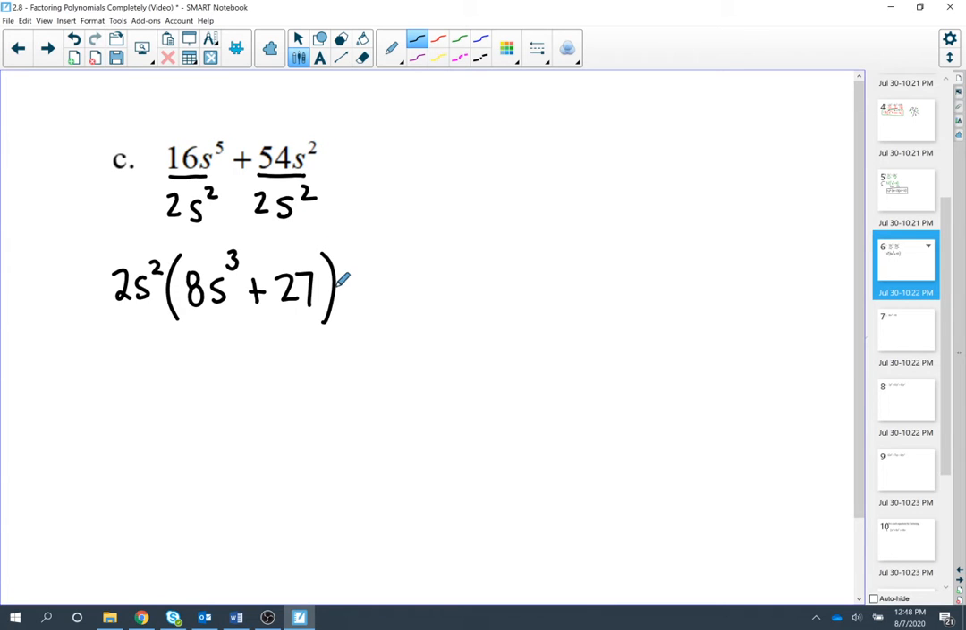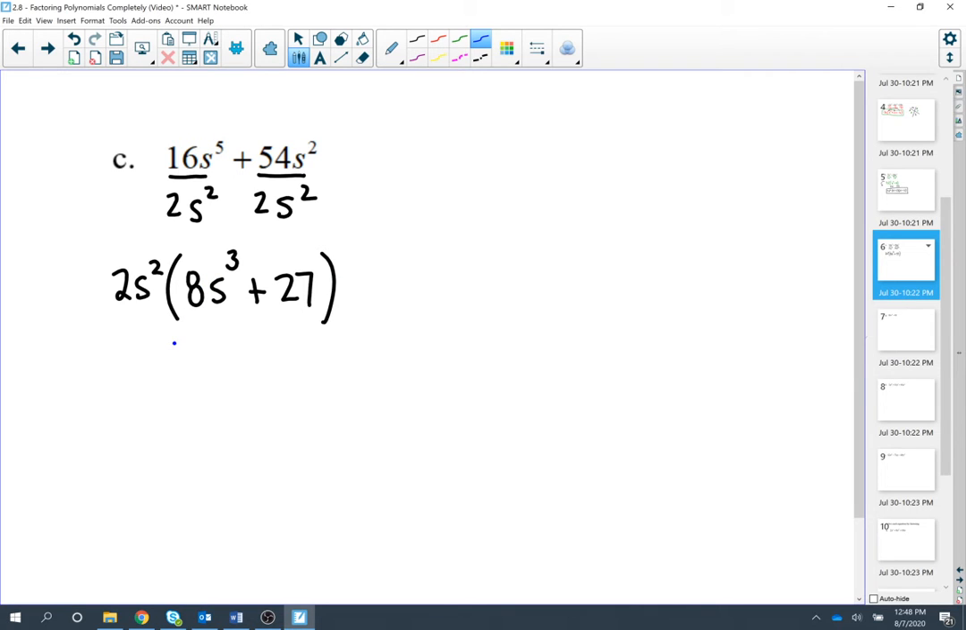Okay, so I'm looking at that. Now, I wasn't very sure about this 2. I was wondering if I could go bigger. So now I'm going to look at 8 and 27. Is there any number that I can get out of 8 and 27? And the answer is no. Okay, so I know I got the greatest common factor. We're good to move on. Okay, 8s cubed plus 27. Also a binomial. Probably a special case.